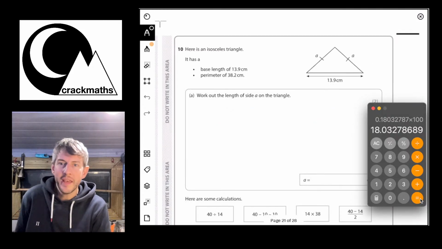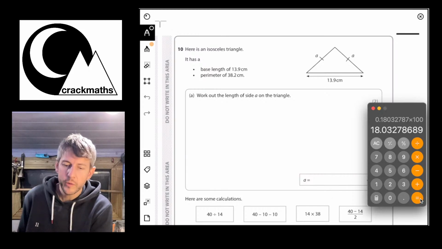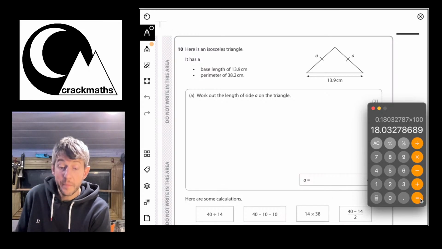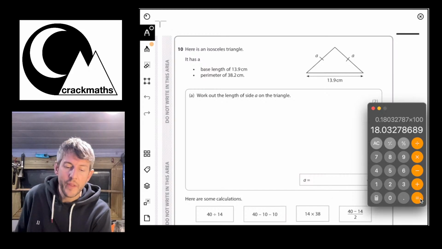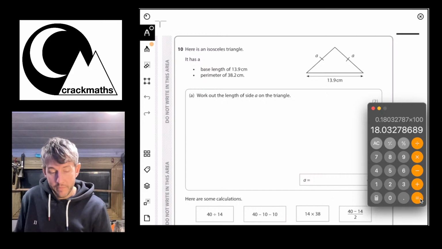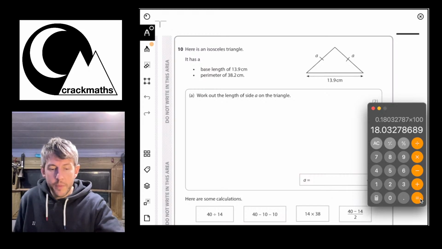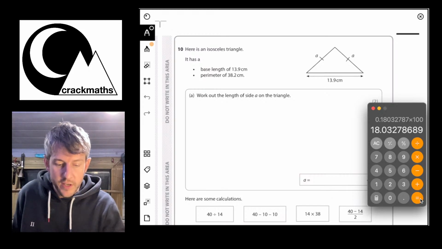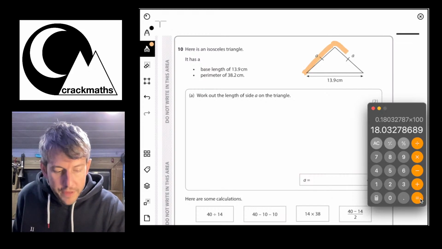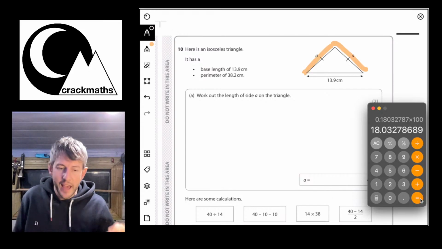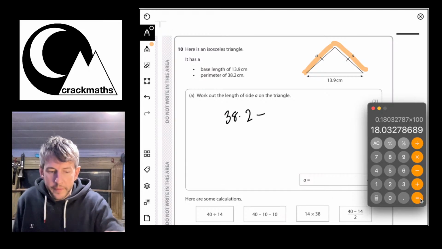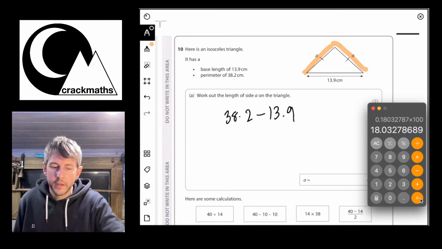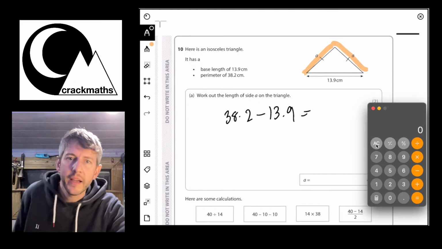Question 10. So here in this question, what we've got is an isosceles triangle. And it says it has a base of 13.9 centimetres and a perimeter of 18.2. Work out the length of side A. Right, okay, so if I know that the perimeter is 13.2, I know that the length of these two lines added together is going to be 38.2, take away the 13.9. Okay, so I can find out what that is on my calculator.